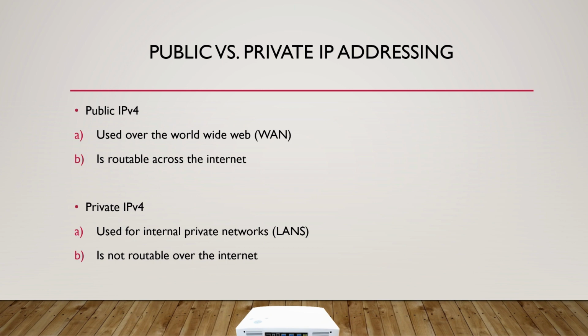In this lesson, we will be using IPv4 addressing, and more specifically, we'll be using the two types of IPv4 addressing, which is public and private IP addressing. Now, when it comes to public IP addresses, the important thing to know for this lesson is that public IPs are used in a WAN infrastructure, such as the World Wide Web, and these addresses are routable across the internet. An example would be the 8.8.8.8 address used by Google.com.